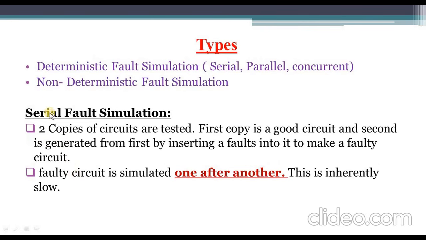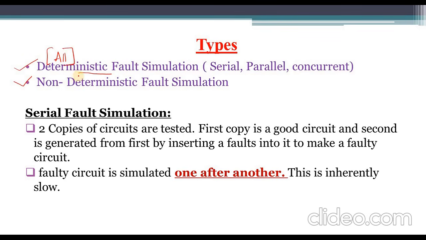See here, what are the types of fault simulation? We have mainly two types: deterministic fault simulation and non-deterministic fault simulation. Let me tell you the differences between these two. In deterministic fault simulation, we are going to test all the components in the design.